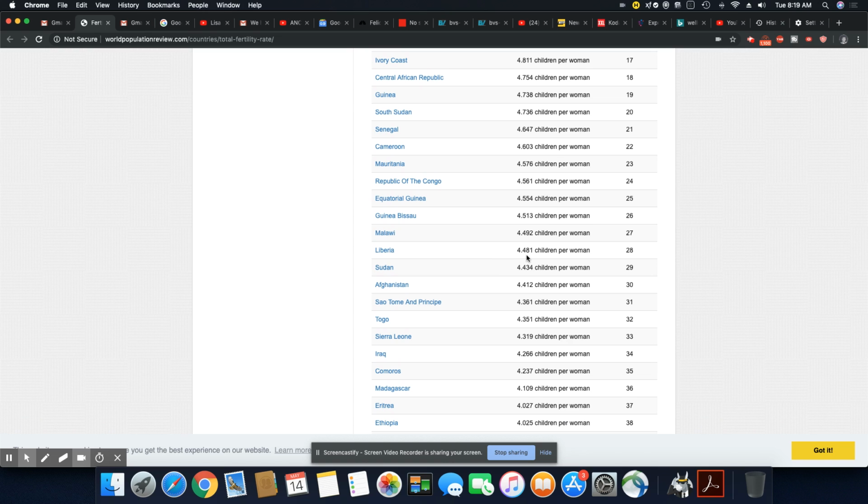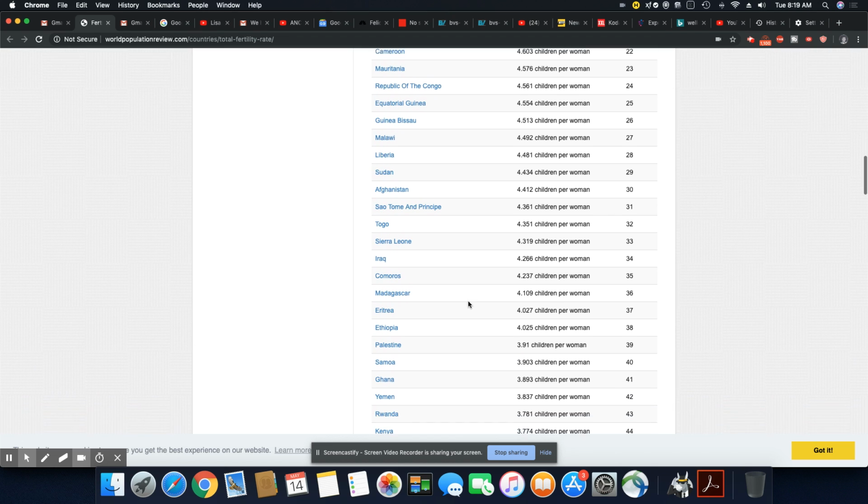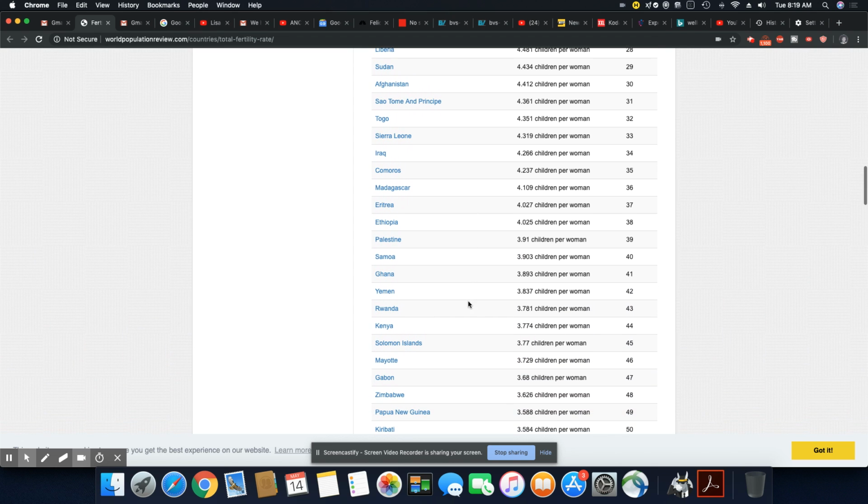Liberia, 4.481 children per woman. Sudan, 4.134 children per woman. See, none of these nations, their women are not having any problem whatsoever bearing children. Sierra Leone is at 4.319 children per woman, and then followed by Iraq. And by the way, the Middle East is Africa. It's just the Brits went in there and named that section of Africa something else, but the whole thing is Africa.